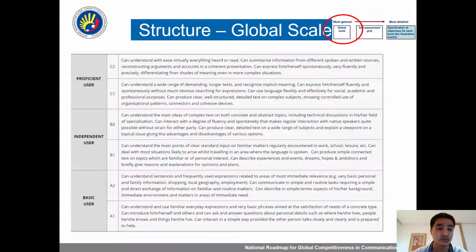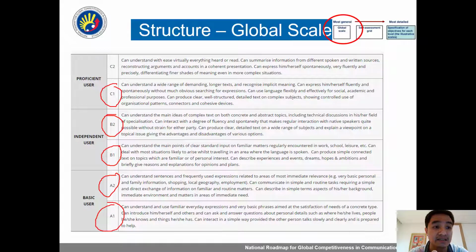So just as a review, right? In the previous sessions, we talked about the different kinds of scales. And in this scale, this is just a review. This is called the global scale. This is the most general part. You can just see the different things. A1, which would be beginner. A2, upper beginner. B1, intermediate. B2, upper intermediate. And C1 would be proficient. And the global scale will describe, in the most general sense, what a learner can do at a particular level.